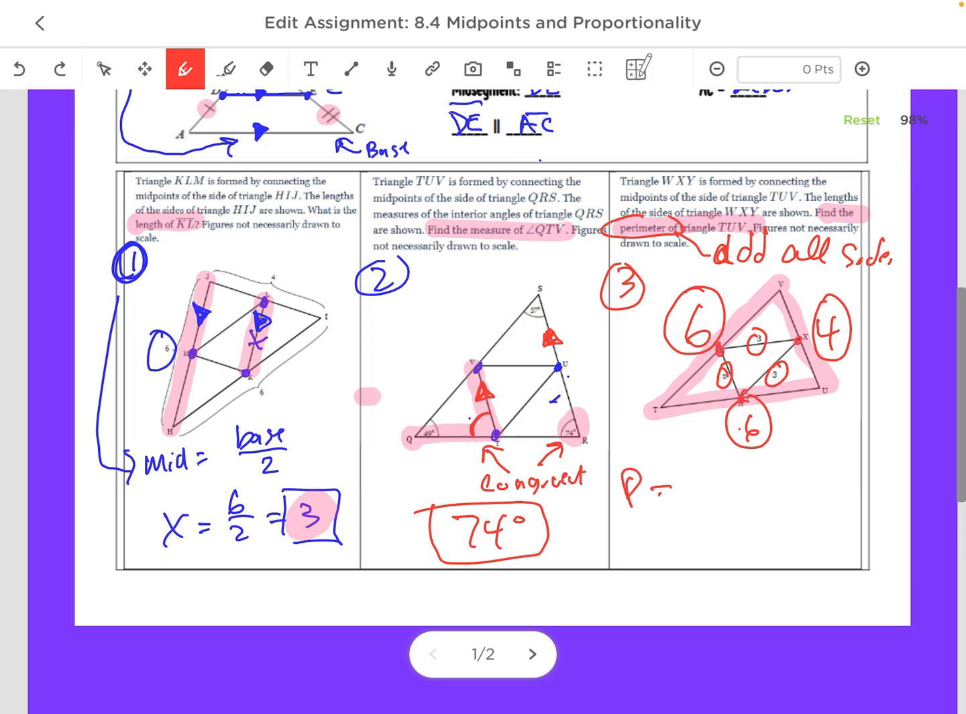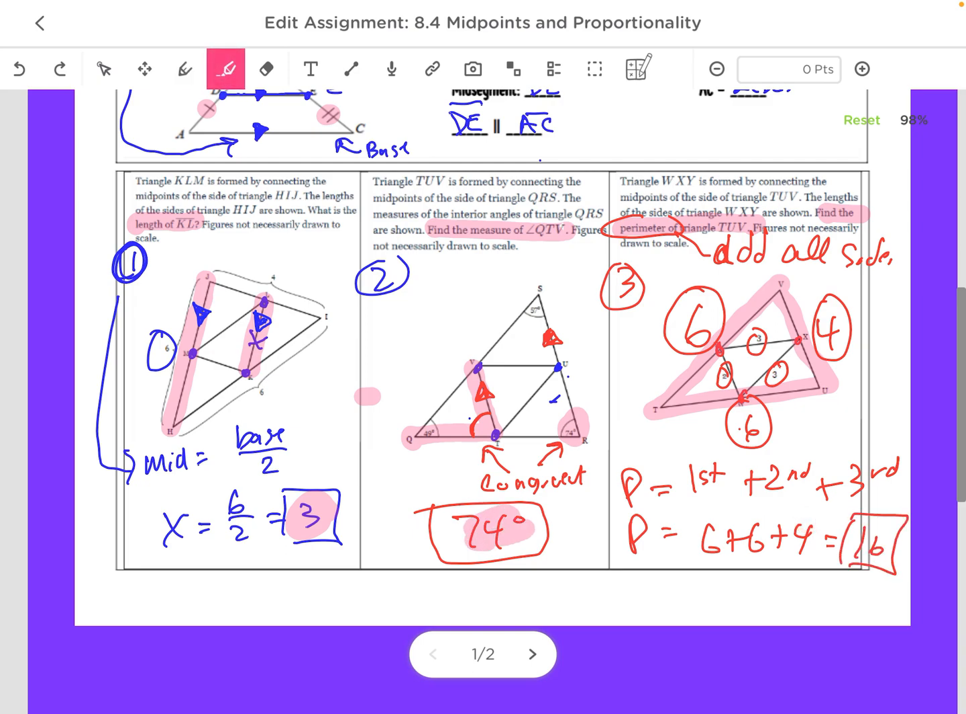So now our perimeter is going to be the first side plus the second side plus that third side. So the perimeter is going to be 6 plus 4. So 6 plus 6 is 12, plus 4 is 16.